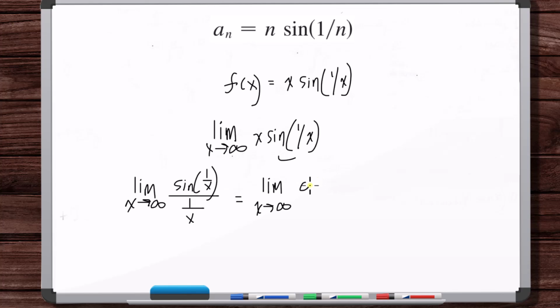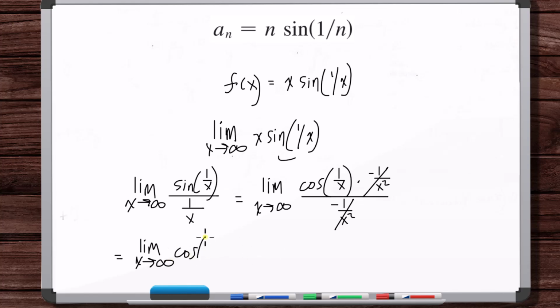So the derivative of the numerator is cosine of 1 over x times the derivative of 1 over x, and then the derivative of the denominator. What we're left with is just cosine of 1 over x. Now as x goes to infinity, 1 over x goes to 0. Cosine of 0 is 1. So the limit of a sub n is equal to 1.